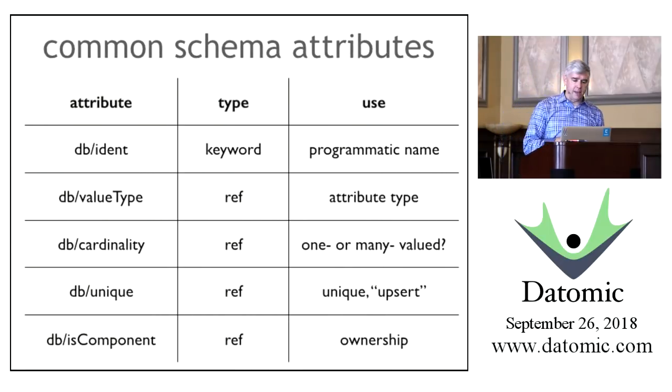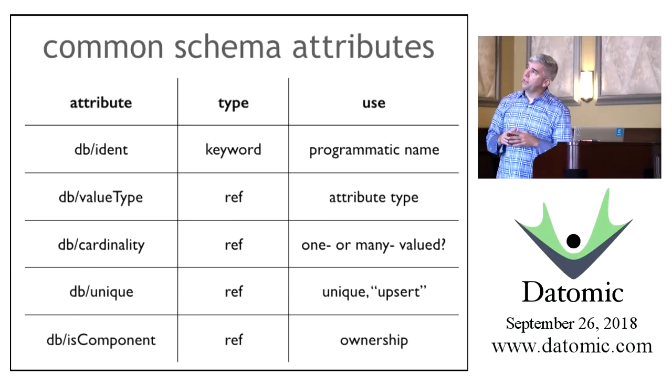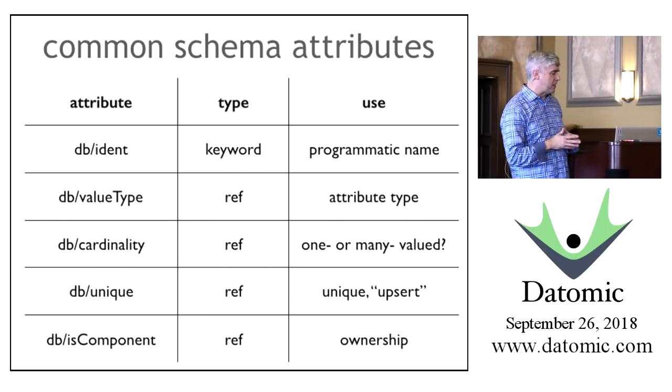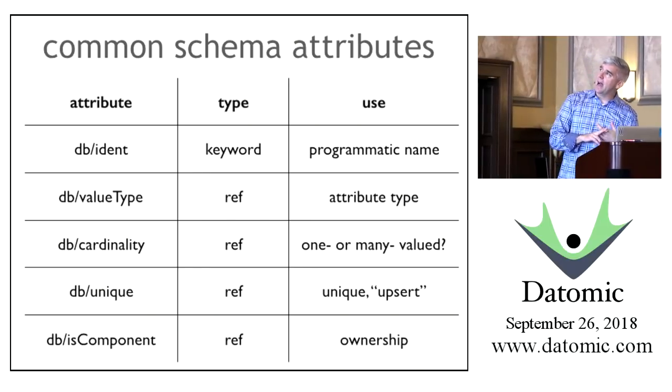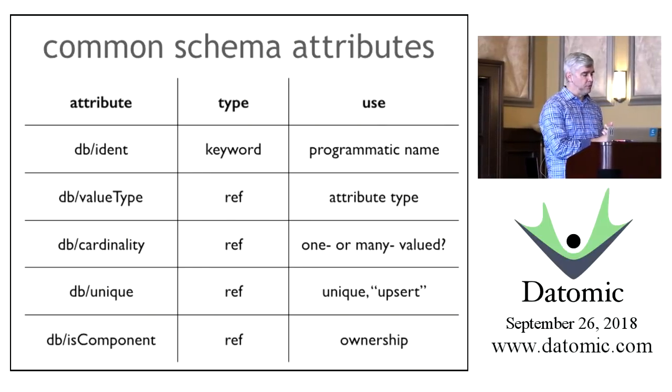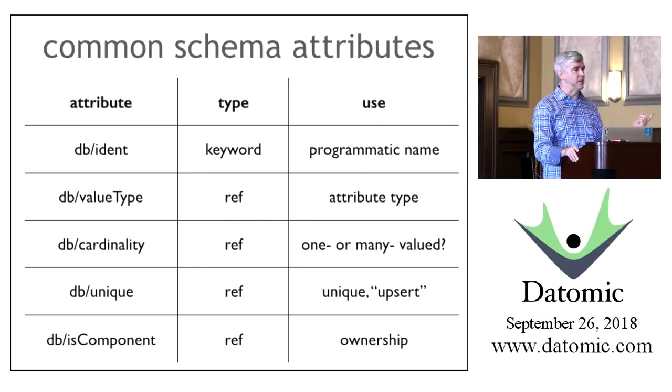In order to make attributes in Datomic, there are a set of things that you can say about an attribute. You can give it what's called an ident. So anything that has a DB ident, that's giving things names. You can actually give anything you want in a Datomic database a programmatic name. So this is also used for like enums and things like that, where you just want to make up a name and talk about a thing by name instead of by its entity ID.